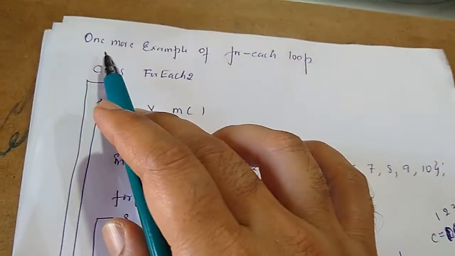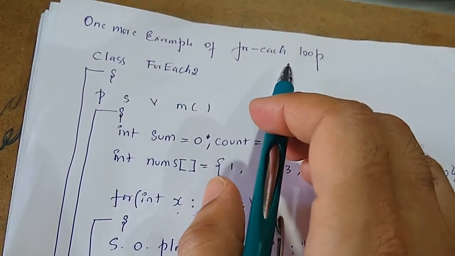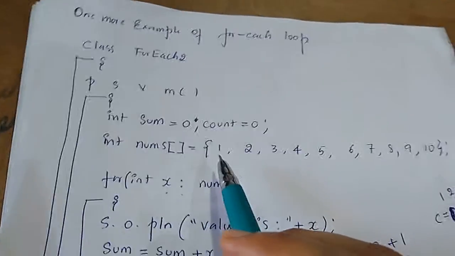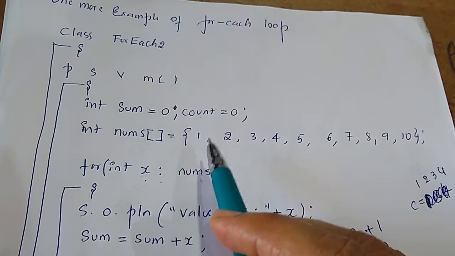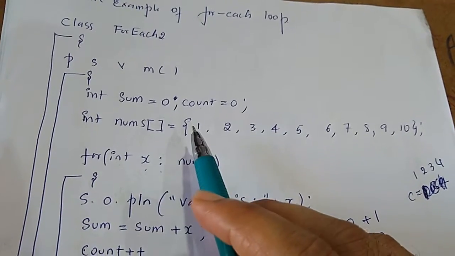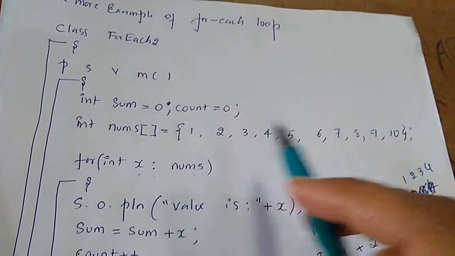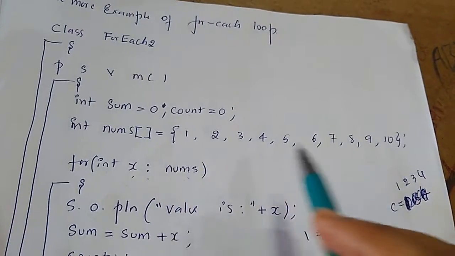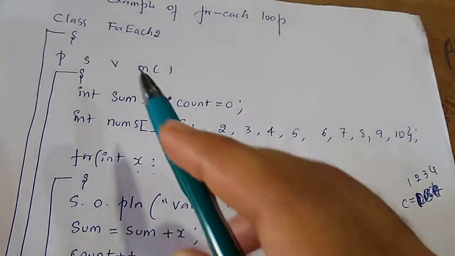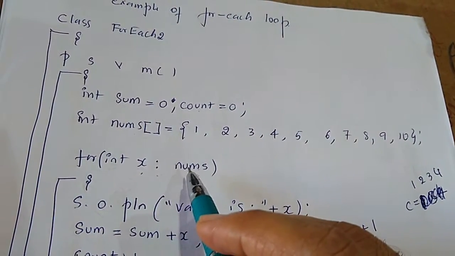So hi everyone, in this video I'm going to explain one more example of for each loop. In this program we're going to explain how to come out of a for each loop. A for each loop will iterate whenever there's a value within a collection. Here there are 10 values, therefore your for each loop will execute how many times? 10 times. Now we will see how to come out of that for each loop.